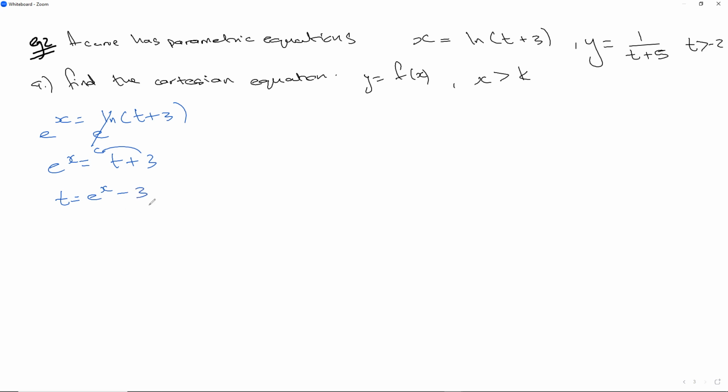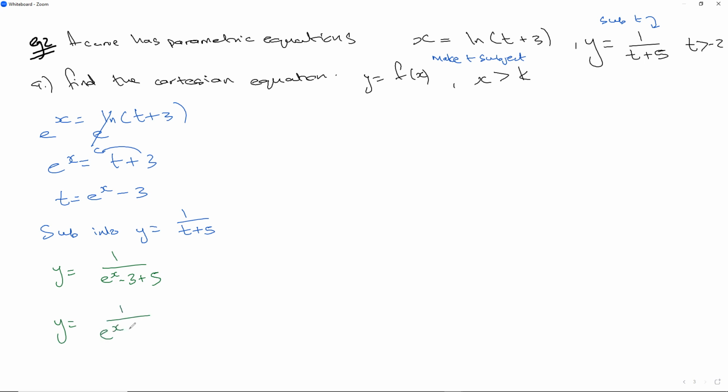Now that I have this, I can substitute t into the second function. So the first step is to make t the subject, and the second step is to substitute t in here to get y, so that we have a function of y and x. So we sub into y equals 1 over t plus 5, and that's going to come to y equals 1 over e to the power of x minus 3, plus 5, which means it's going to become y equals 1 over e to the power of x, plus 2.